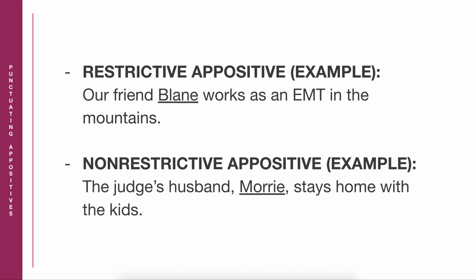So with our non-restrictive appositives, we're going to put commas or dashes around that extra information to show that it's extra. Now, today we've talked about appositives. We've also talked about how to punctuate them. Just remember, non-restrictive means extra. We throw commas around those. Restrictive means necessary. We do not put commas around those.